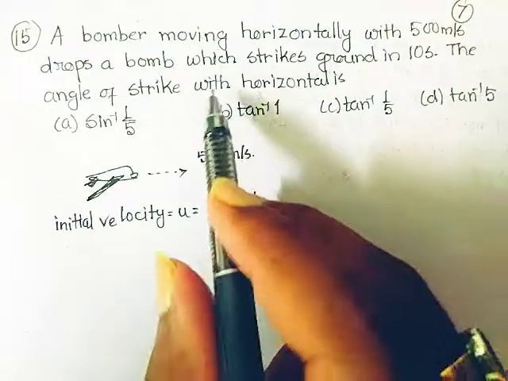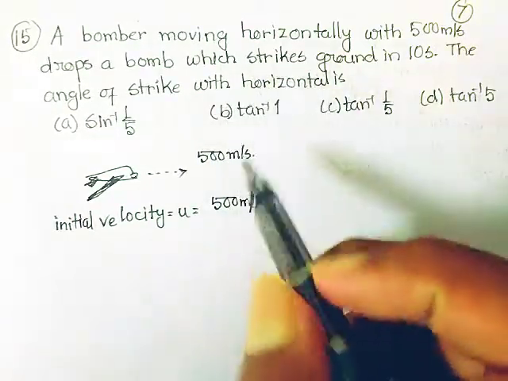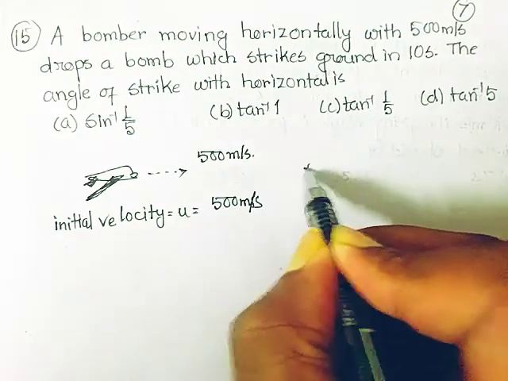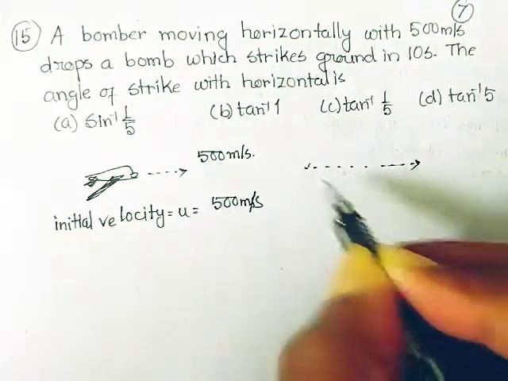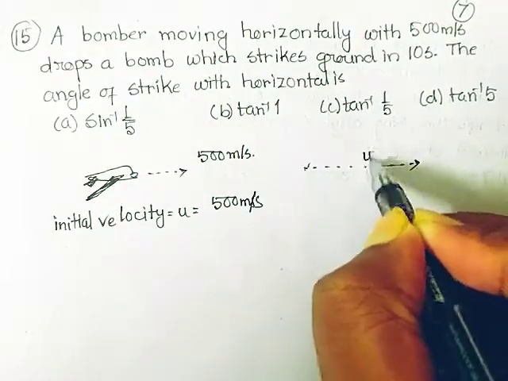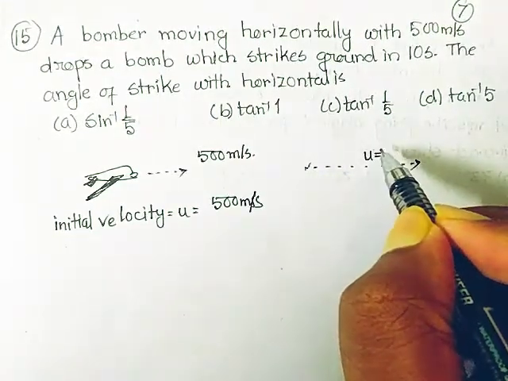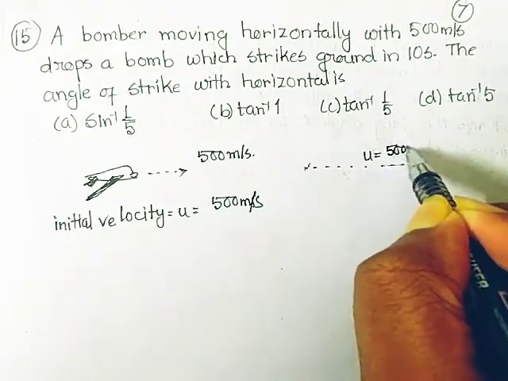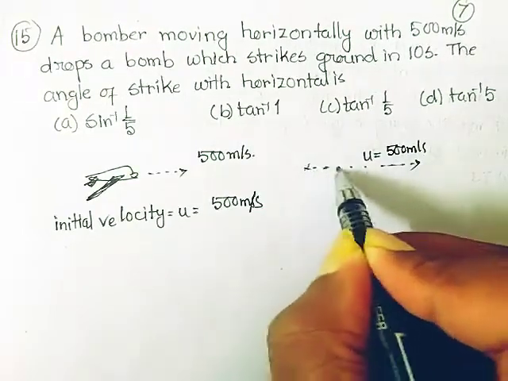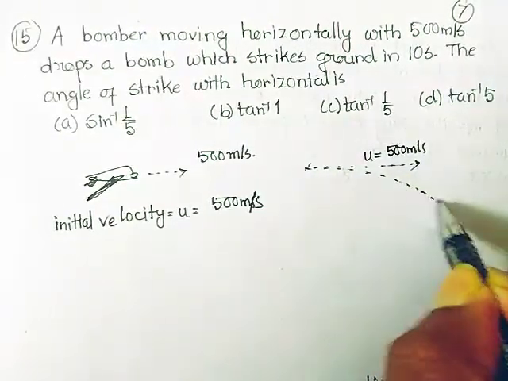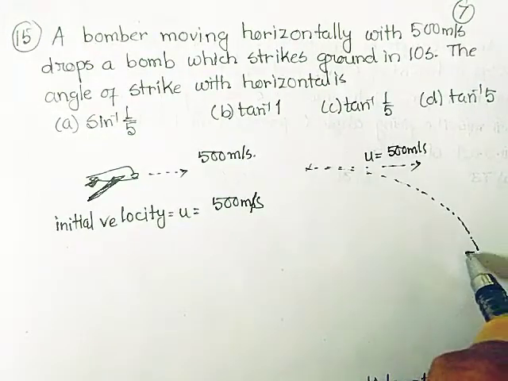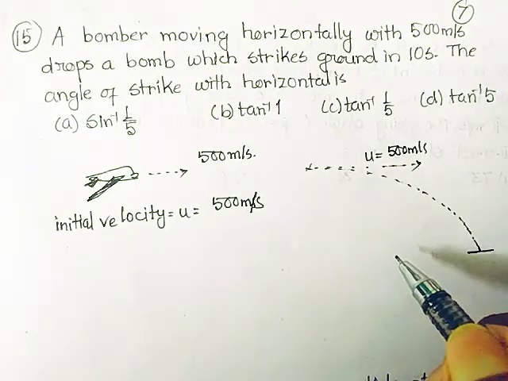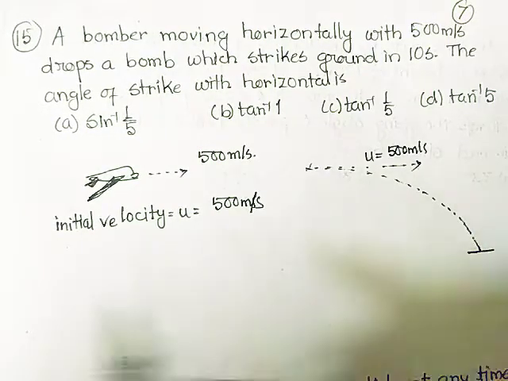Now the question is, which strikes the ground after 10 seconds? So this is the thing. It is 500 meter per second. It is the horizontal projectile, moving at horizontal velocity at first, so it is 500 meter per second. After that it reaches here, and say here it strikes the ground. So the time taken by it to reach the ground is 10 seconds.